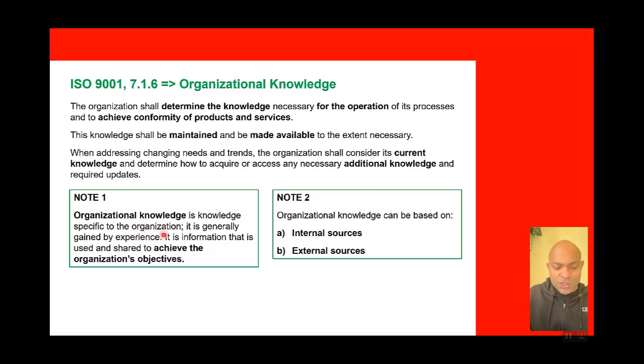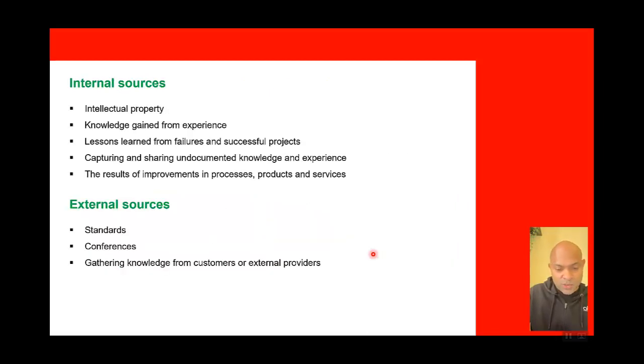So what is organizational knowledge? This is knowledge specific to the organization. For what? In order to achieve the organization's objectives. So for you to achieve the objectives, you need to have some information, some knowledge specific to the organization. That is called organizational knowledge. Now, the knowledge can be from both internal sources and external sources. Let's see these two.